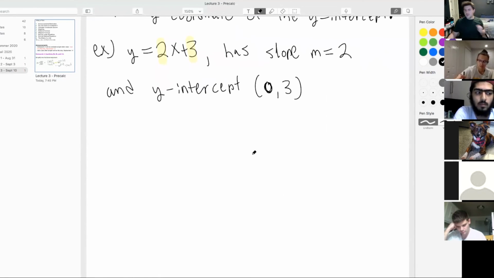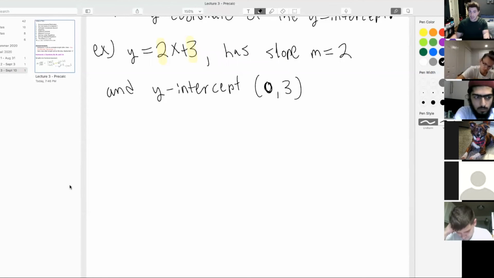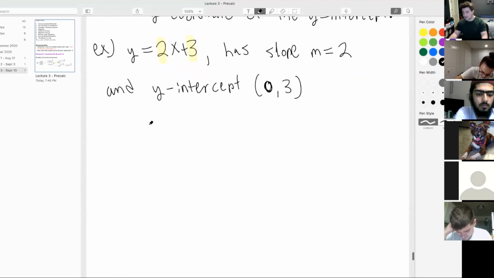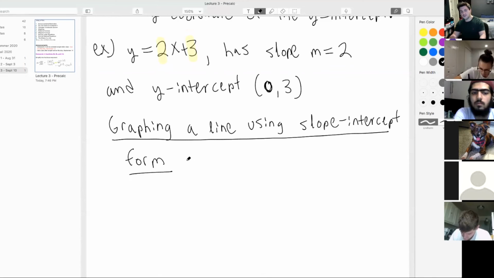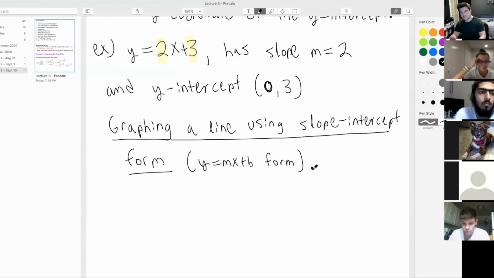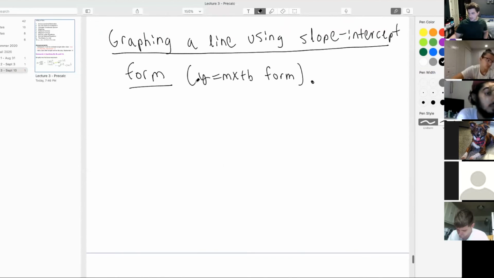All right, so why do we care about this form of a line? Well, it actually makes it really easy to graph lines. Given this form of a line, it's very easy to graph. So that'll be how we'll end class: graphing a line using that slope-intercept form. So that's how we'll finish tonight. Just recall, slope-intercept form is y equals mx plus b form. All right, so how do we do this?